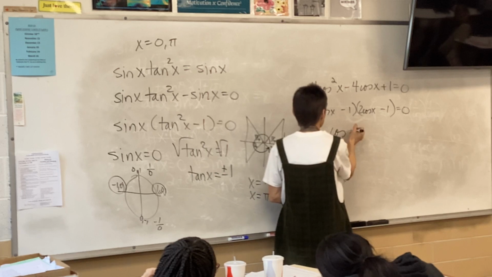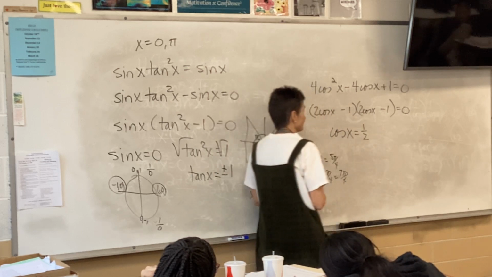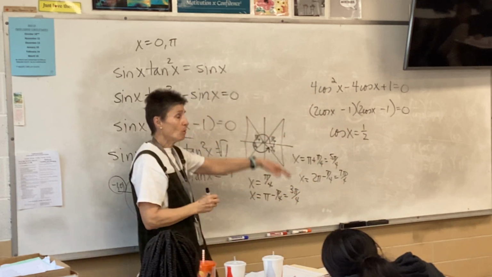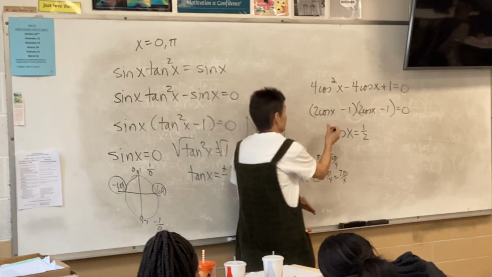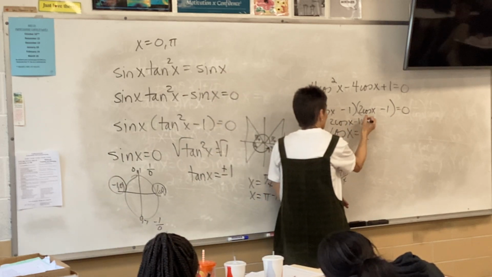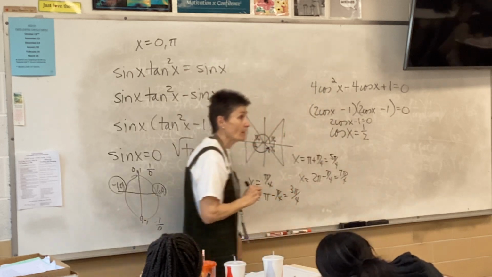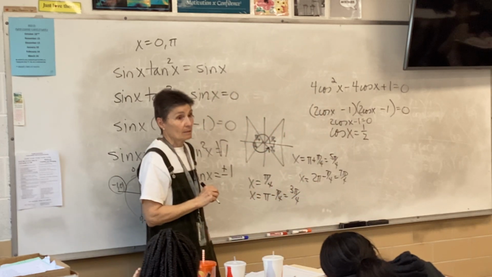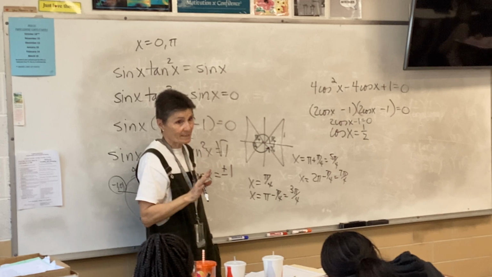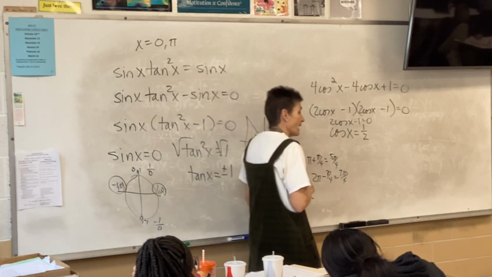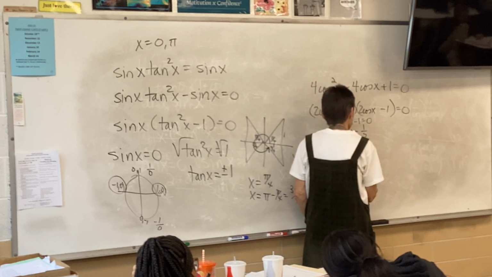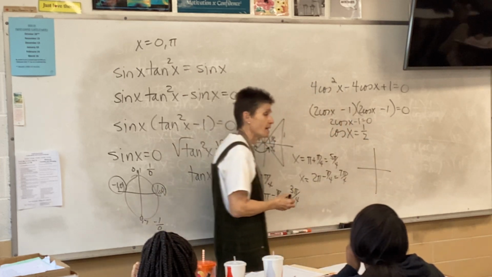So what's it say? Cosine equals 1/2. They both say the same thing. Set it equal to 0. So cosine equals 1/2. You don't have to solve it twice. They both say the same thing. Where does cosine equal 1/2? Now, there's no plus or minus, so pay attention. Where does the cosine equal 1/2?